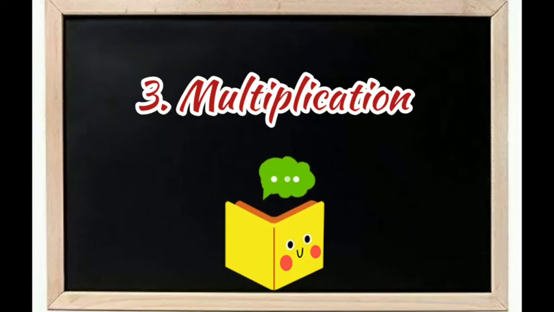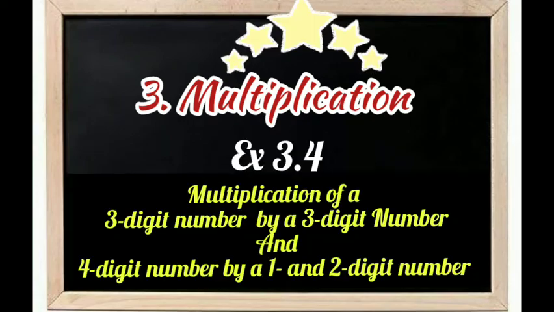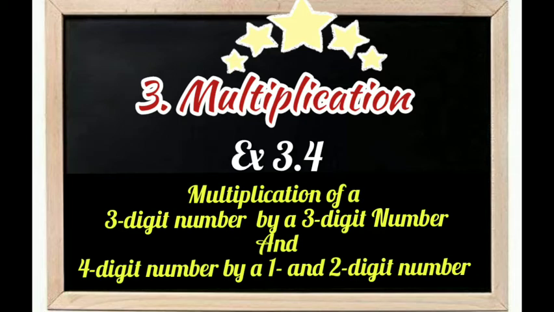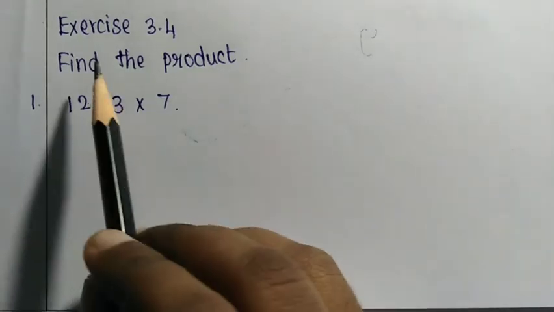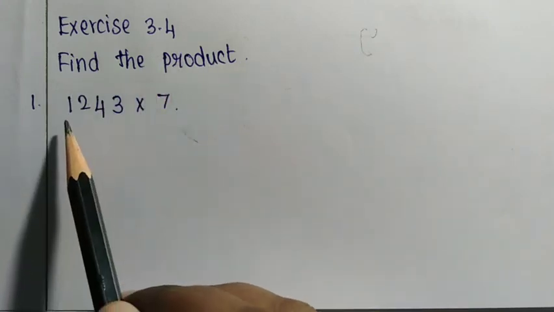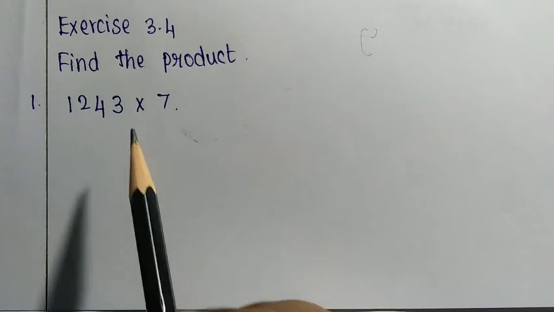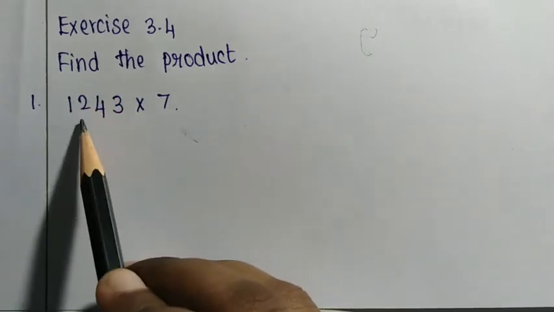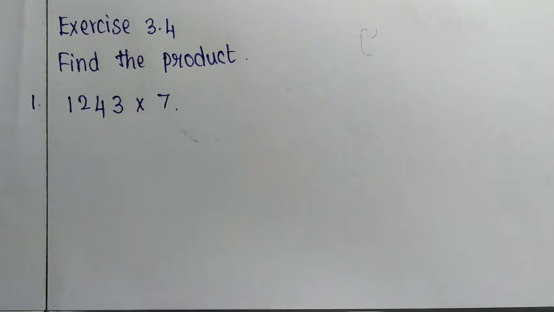In today's video, we are going to see about the multiplication of a 3-digit number by a 3-digit number and a 4-digit number by a 1 and 2-digit number. Exercise 3.4, find the product. Let us find the product of 1243 and 7. Here we have a 4-digit multiplicand and a 1-digit multiplier.